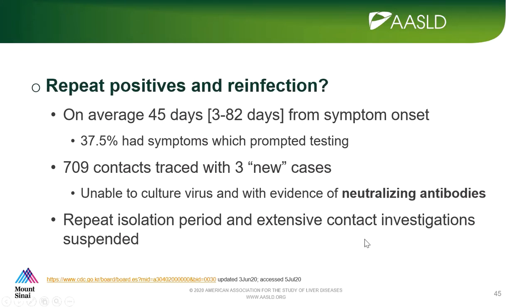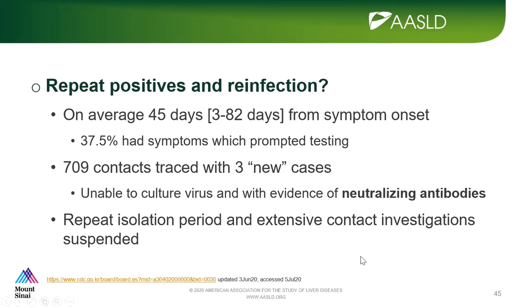But in the Korean CDC literature, which I invite you all to look at based on the link below, I think this was really helpful. Mind you, it's mostly in immune competent individuals, but on average of 45 days after they were cleared from isolation, we all know the amount of testing and tracking that Korea has done, they found other individuals who would have a repeat positive from their initial symptom onset anywhere between 3 to as far out as 82 days, and 37% had symptoms which prompted the testing.